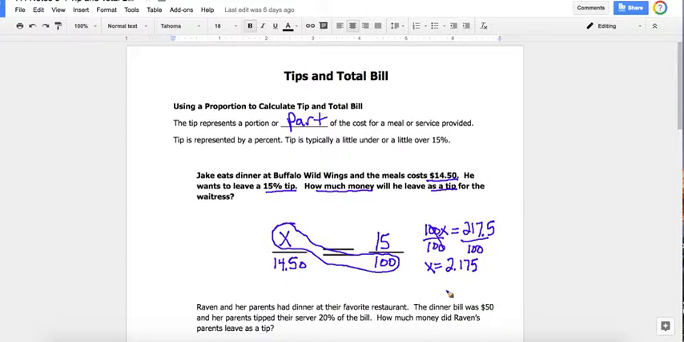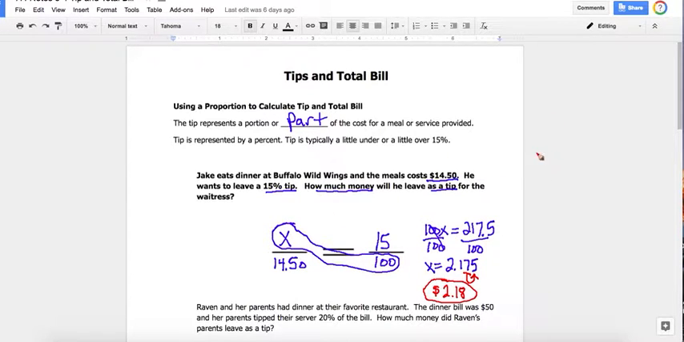However, since we are finding the tip, and tip is money, we need to round to the nearest hundredth. So I'm going to underline the hundredths place, and I'm going to look to the right. If it's 5 or above, I'm going to give it a shove. If it's 4 or below, I'm going to let it go. So is that number to the right of the hundredth spot 5 or above? It sure is. So I'm going to give the 7 a shove to an 8. So I get $2.18 for the tip. And since the question said, how much money will he leave as a tip? I'm done.